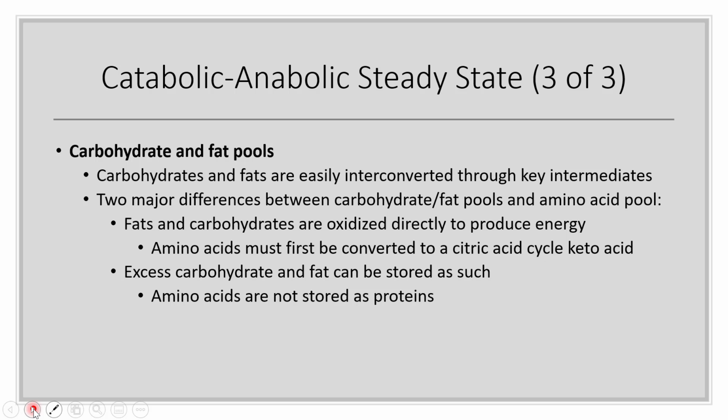The carbohydrate and fat pools are easily interconverted through key intermediates. There are two differences between the carbohydrate and fat pools and the amino acid pool. The fats and carbohydrates are oxidized directly to produce energy. These are our key sources of energy. The amino acids, though, must first be converted into a citric acid cycle keto acid, and then excess carbohydrate and fat can be stored as such. Amino acids are not stored as proteins.